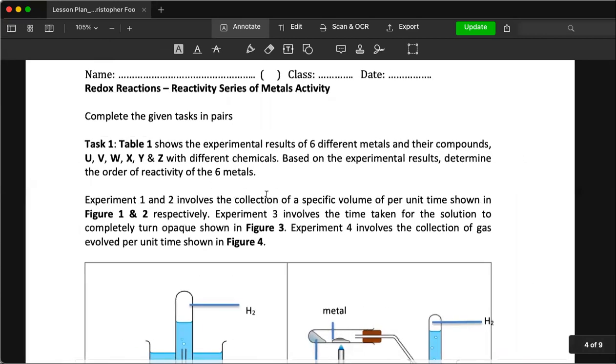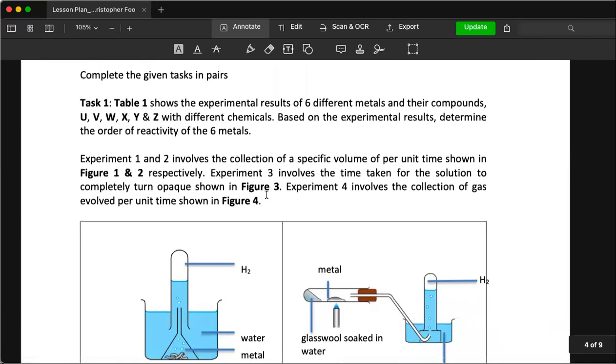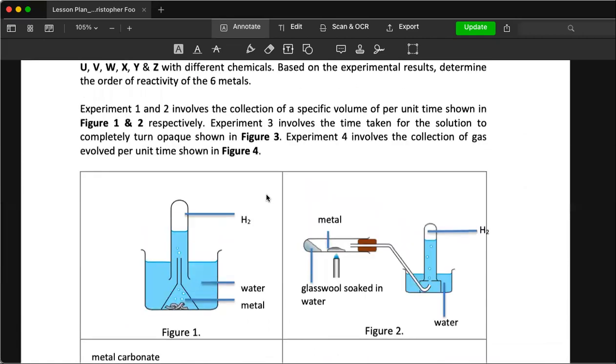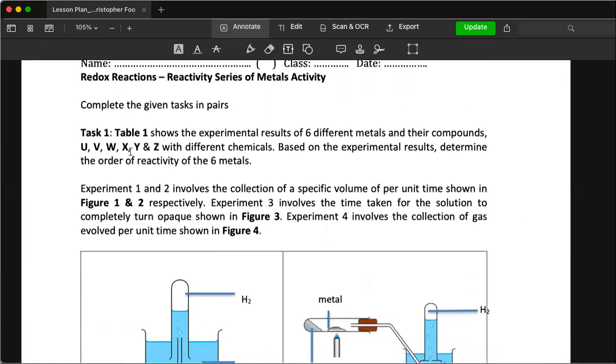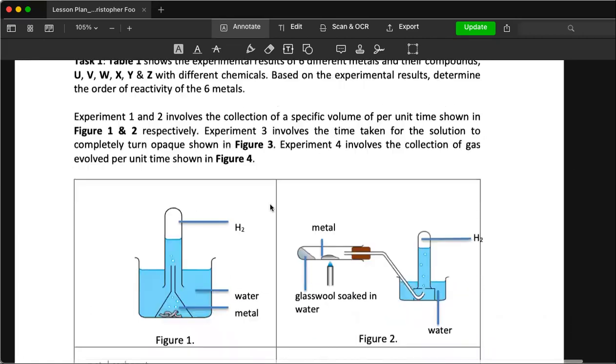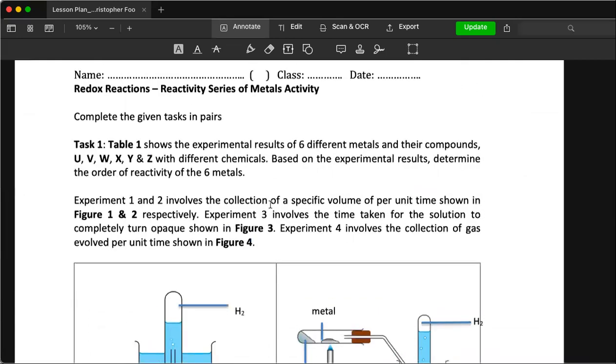So this is the activity worksheet. The tasks are given below. In task 1, the table shows experimental results of 6 different metals and their compounds, U, V, all the way to Z, containing different chemicals. Based on the experimental results, they are supposed to determine the order of reactivity of the 6 metals.